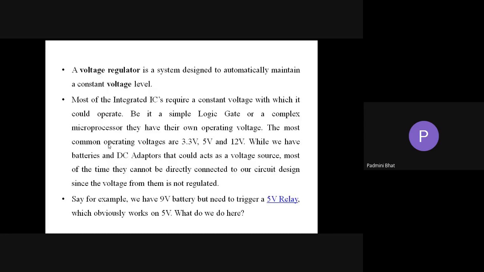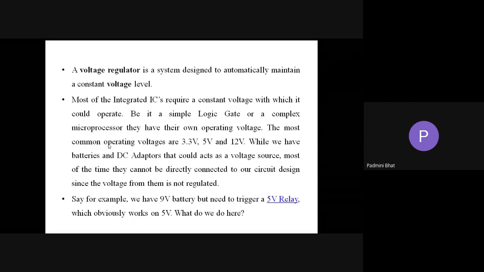See, it is a system designed to automatically maintain a constant voltage level. What is the constant level? That depends on your application. Some may require a constant 75 volt throughout. Some may require a constant minus 48 volt. In most cases, you might know, just 5 volt. Your mobile or your computer, in most cases we need a constant 5 volt. So in such cases, we make use of these regulators.